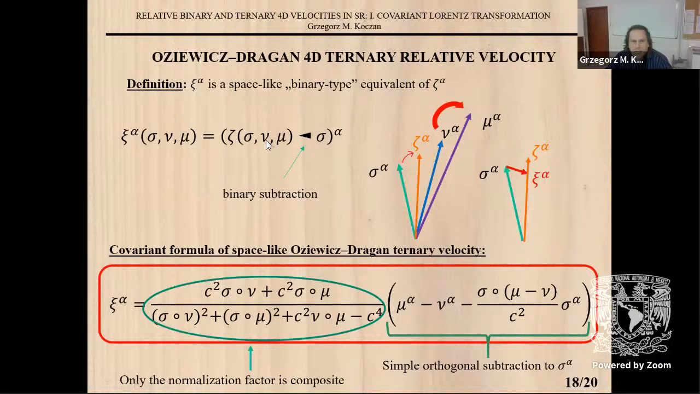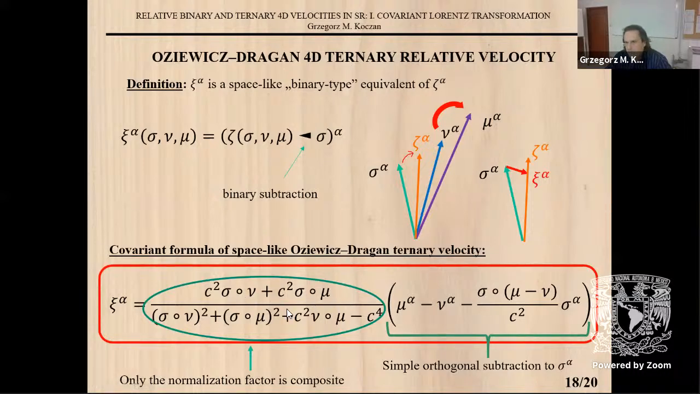If we have zeta, we subtract zeta without sigma, and we get a red vector psi. This psi is exactly the covariant formula of the space-like Oziewicz-Dragan ternary relative velocity. It seems quite complicated, but exactly it's not very complicated because this is only the normalization factor.